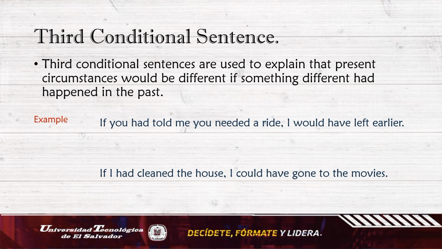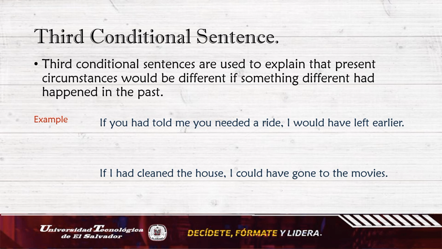These sentences express a condition that was likely enough but did not actually happen in the past. The speaker in the first sentence was capable of leaving early but did not. The speaker in the second sentence was capable of cleaning the house but did not. These are both conditions that were likely but did not happen.